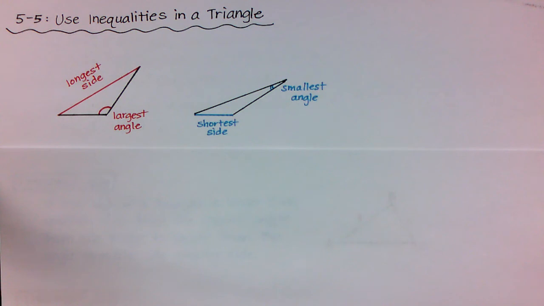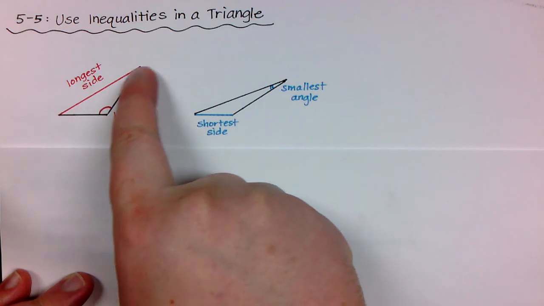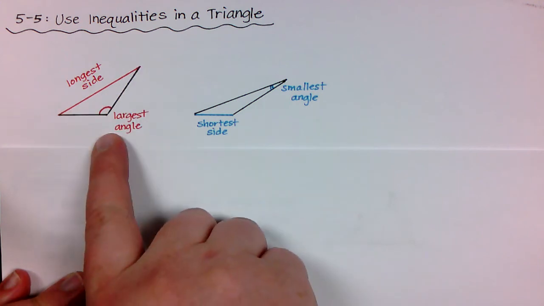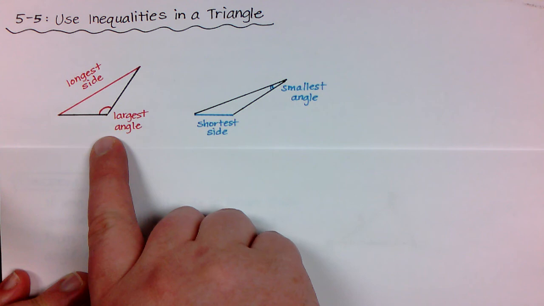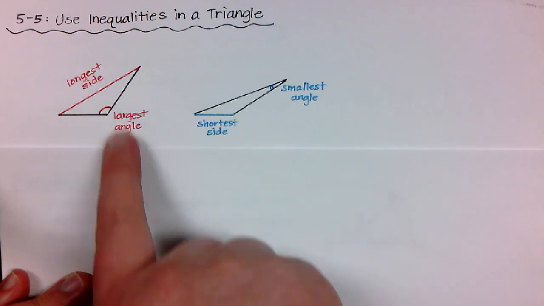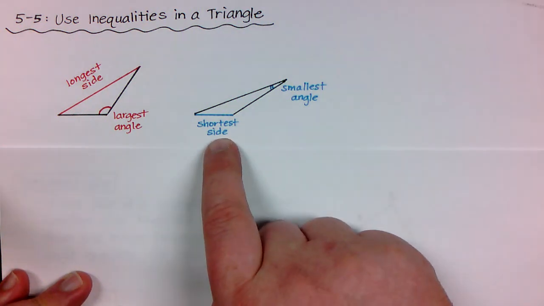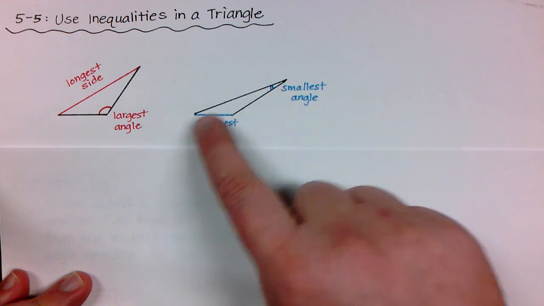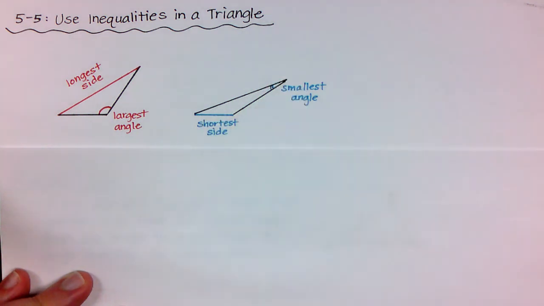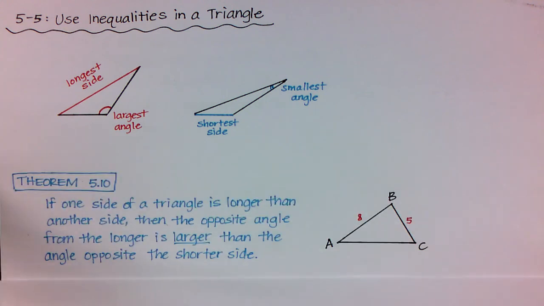Okay, so what I've done right here is I've drawn two different triangles, and as you can see in the first one I highlighted the longest side in red and also highlighted the largest angle in that triangle. And as you can see, they are opposite one another, the longest side and the largest angle. Well, the same goes for the shortest side of any triangle and the smallest angle. They're going to be opposite one another. So this fact is going to remain true for all triangles. And this is bringing us to our first theorem for today.